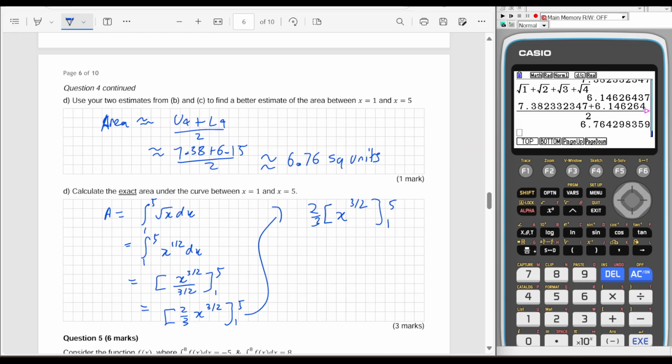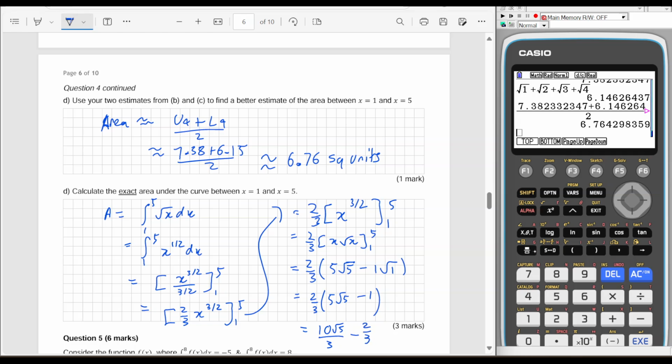All right. So x to the 3/2 is x root x, like that, from 1 to 5. So this is, if you're wondering why, that's x to the 1 and x to the half. They add together for 3/2. So you get 2/3 of 5 root 5, take 1 root 1. So you essentially get 2/3 of 5 root 5, take 1. So if we map that out, you're going to get 10 root 5 over 3, take 2/3.